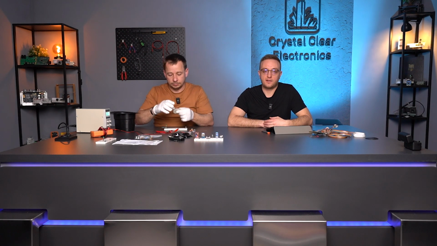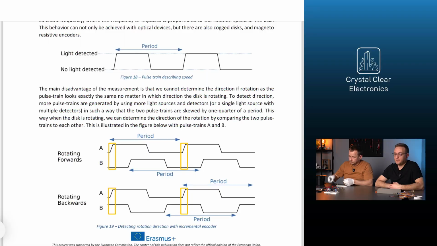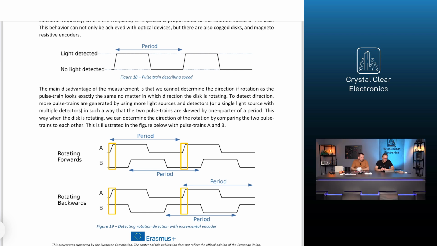In such a simple case, the disc is illuminated from one side and the photodetector is placed on the other side. The signal measured at the output is shown in the figure. The main disadvantage of such measurement is that we cannot determine the direction of rotation, as the pulse train looks exactly the same no matter in which direction the disk is rotating.